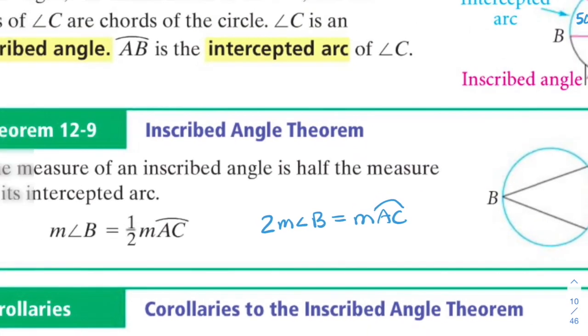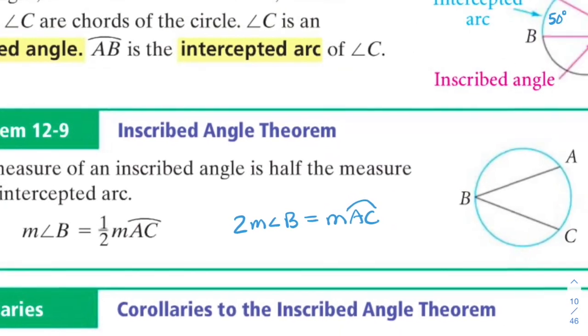For me, it's always easier to double something than it is to find half of something. But in this case, you won't have a choice. If you're given the arc itself, you're going to have to find half of it to find the angle. If you're given the angle, you're going to have to double it to find the arc.